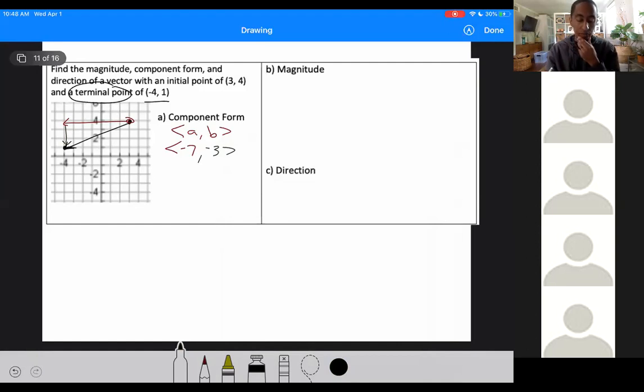All right. Any questions? We could also do the formula x2 minus x1 and y2 minus y1. That would give us the same thing. All right. Magnitude. Maria, could you help us out with the magnitude? How do you find the magnitude?